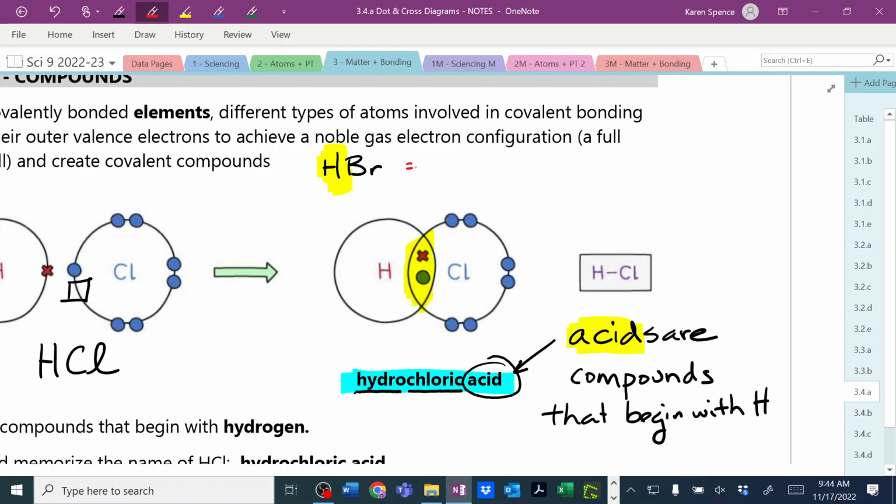Anyone want to take a guess? Hydrobromic acid. And what if we had HF? Hydrofluoric acid.